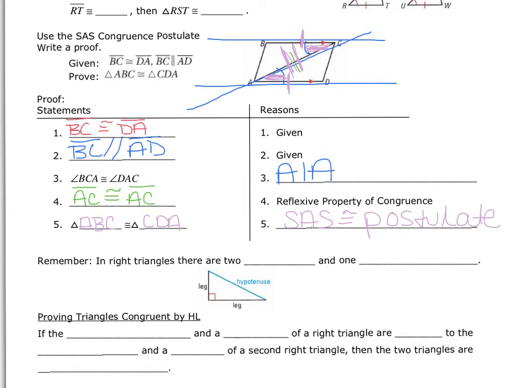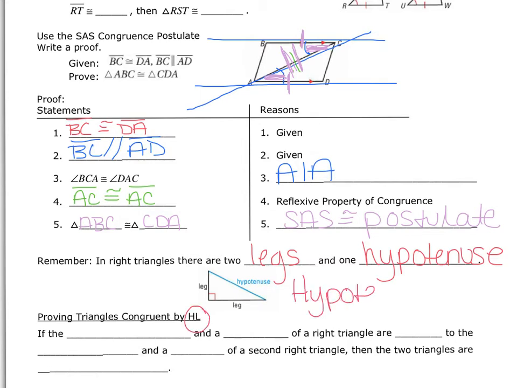Excellent. Now let's move on to right triangles. So let's remember, in a right triangle there are always 2 legs and there is 1 hypotenuse. So the next method we're going to add, so we have side, side, side as a way you can prove triangles congruent, side, angle, side, and the next one is going to only be used for right triangles, and it is called hypotenuse leg, or HL. So again, this HL is going to stand for hypotenuse leg.